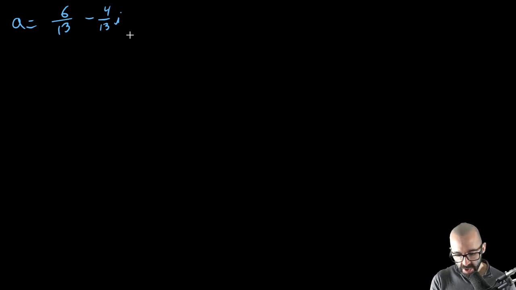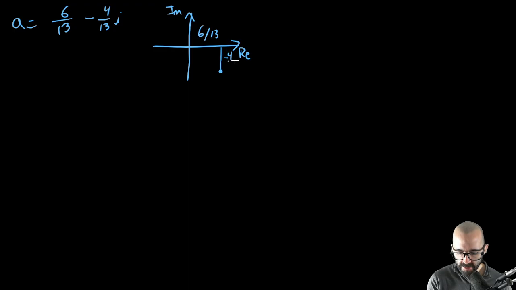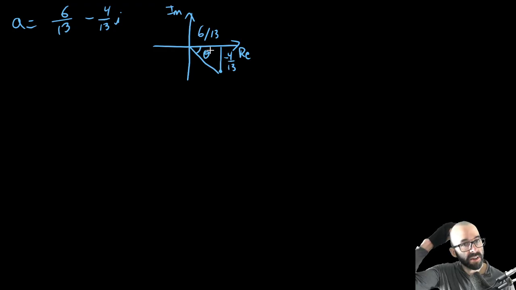So if we put this into polar form, let's plot. It's much easier to put something in a polar form when you're graphing it. So if we do that, we say this is going to be the real axis, and this is going to be the imaginary axis. 6/13 minus 4/13 i. Maybe that's around here. Here, we'll zoom in a little bit. We know the x-coordinate, or the real part, is 6/13. The y-coordinate and the imaginary part is negative 4/13. We need the modulus, and we're going to need this angle.